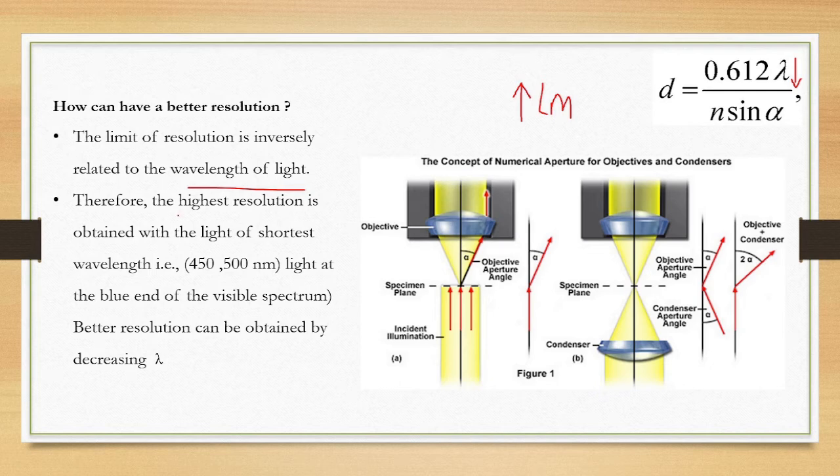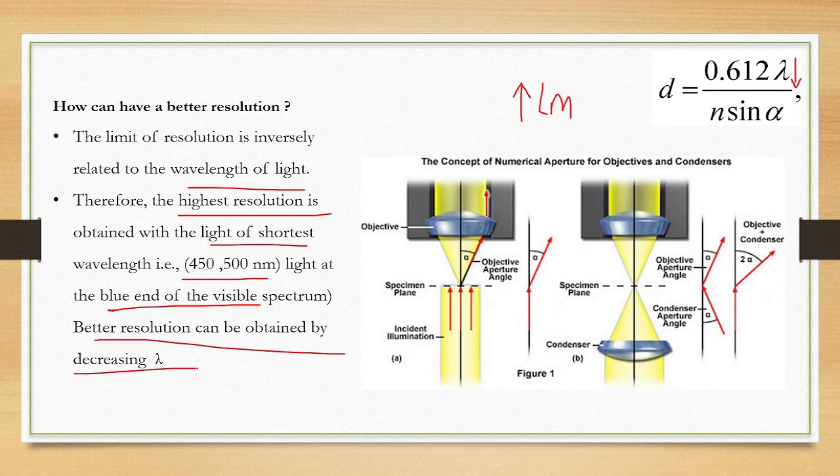The highest resolution can be obtained with light of the shortest wavelength, that is 450 to 500 nanometers, which is normally the blue end of the visible spectrum. Blue light gives the maximum resolution. So the first point is that better resolution can be obtained by decreasing the wavelength. And the second is by increasing the n sin alpha, or the numerical aperture.